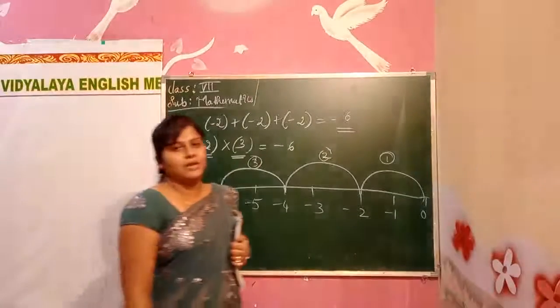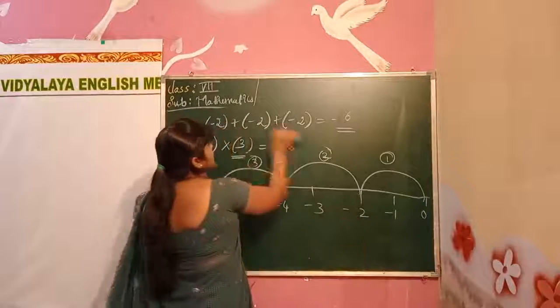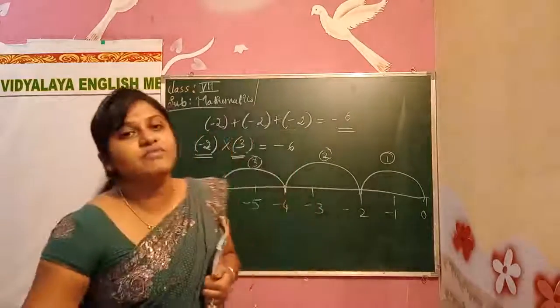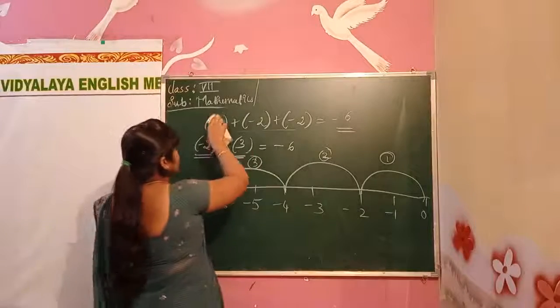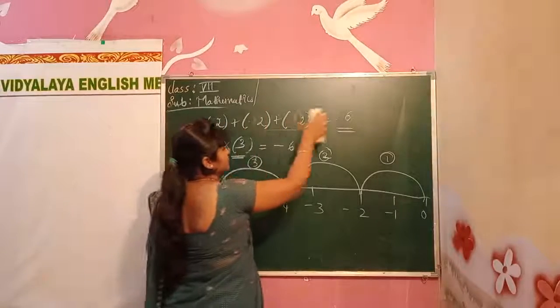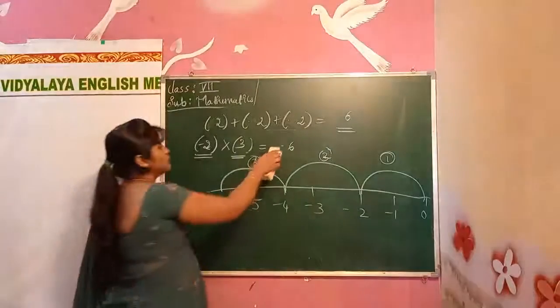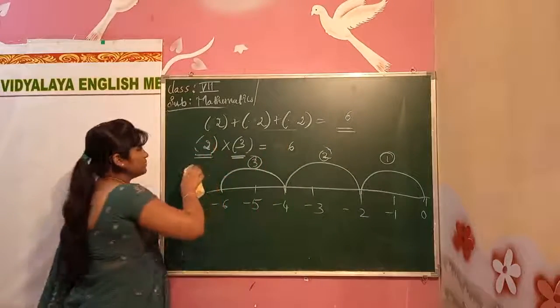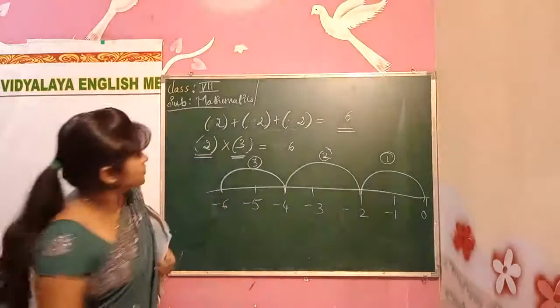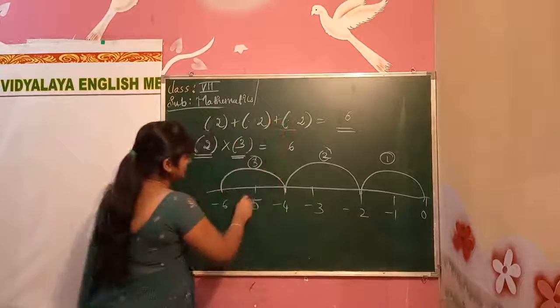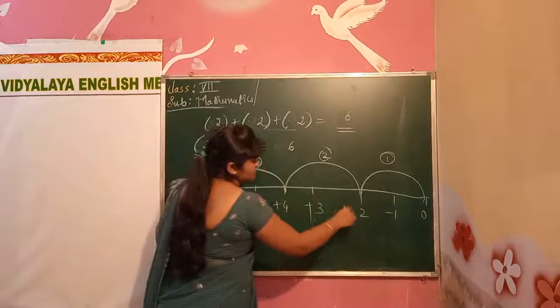On the number line, using what? Using addition. Same way as when we do it with addition, when we do it with the positive numbers. Negative again. We are using the positive number. 6 we got. This all will be plus.